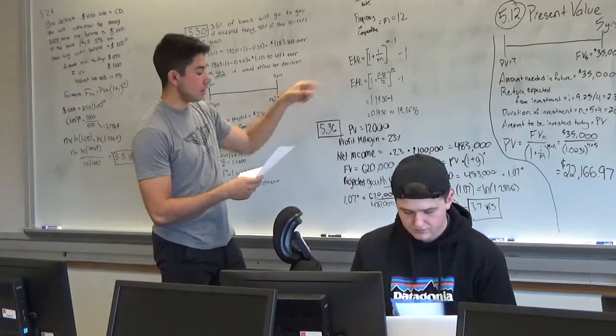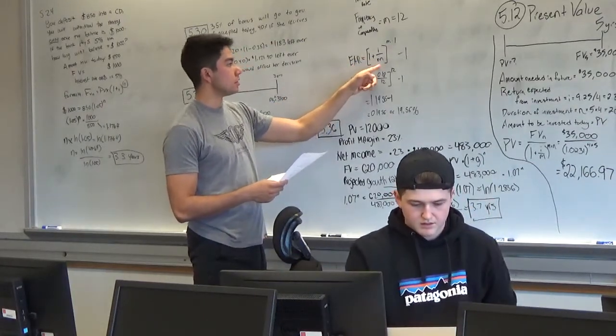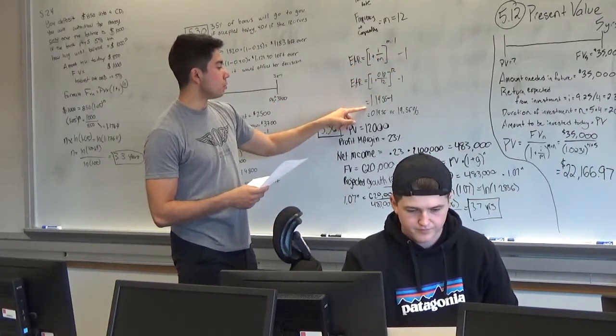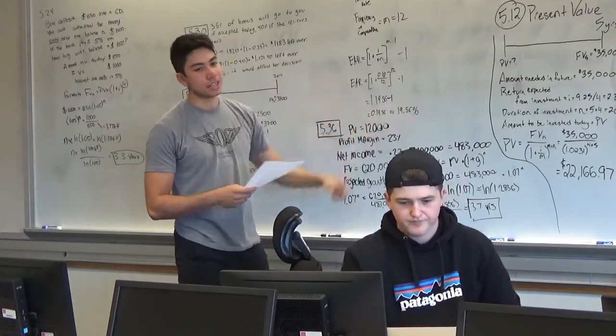The effective annual rate would be 1 plus the interest rate over the times compounded, to the power of the times compounded, minus 1. So you plug it in, you get 1.1956 minus 1, which is about 0.1956 or 19.56%.